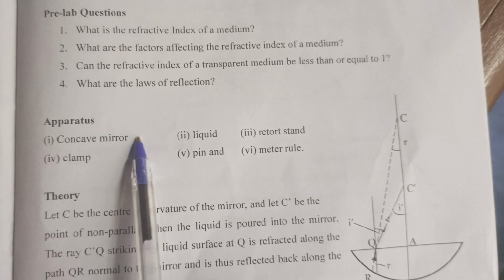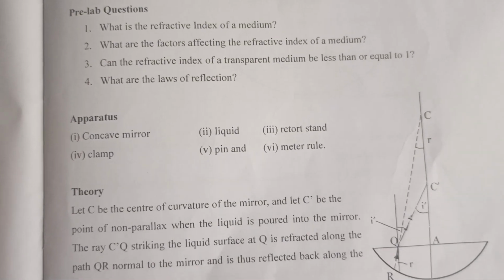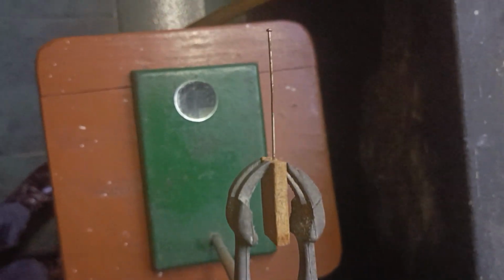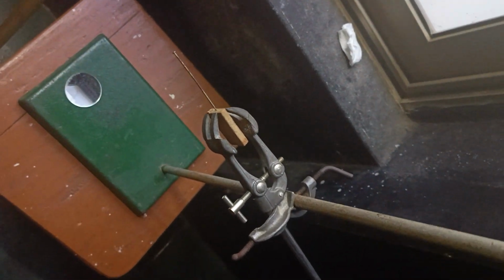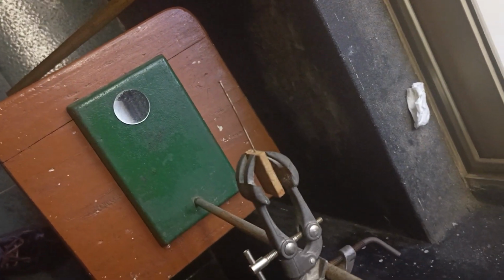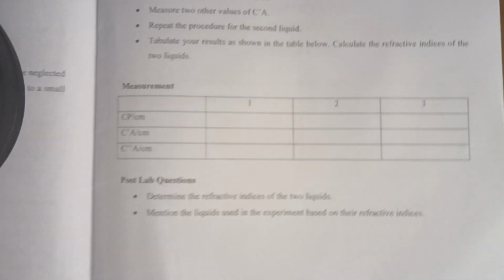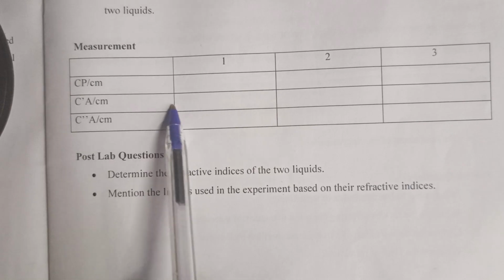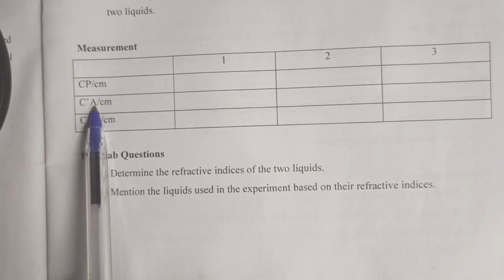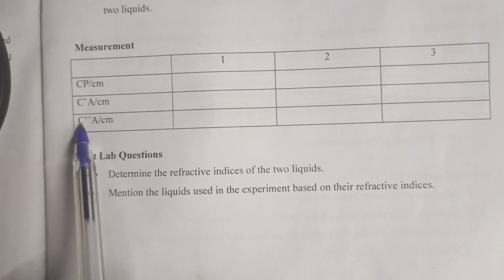So we have some of the apparatus here. Let's go straight to the setup. For the setup, this is our stand. We are using the pin. This is our pin, and this is our concave mirror. First of all, we need to find CP. When we check the table we have here, we'll do one for air, the other, C prime A, for water, and this one for glycerin.